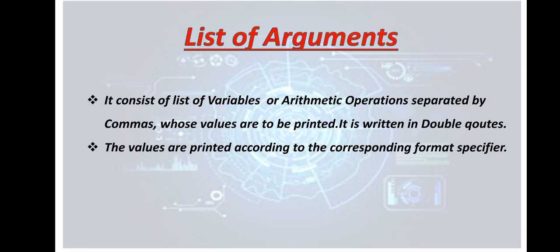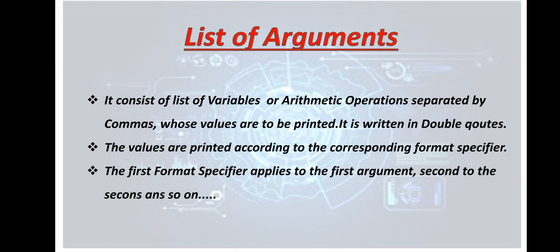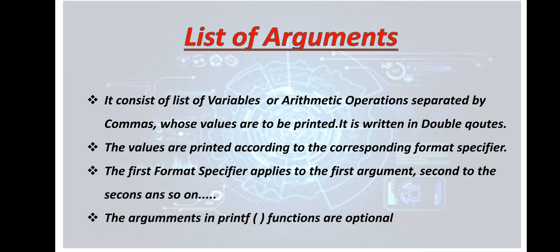What are the examples of format specifier and escape sequence? We will study in the next slides in detail. The first format specifier applies to the first argument, the second to the second, and so on. Like the first format specifier will represent the first value, the second format specifier will represent the second value, and same is the case if there is a third or fourth or fifth format specifier, it will represent the values side by side. The arguments in printf functions are optional.